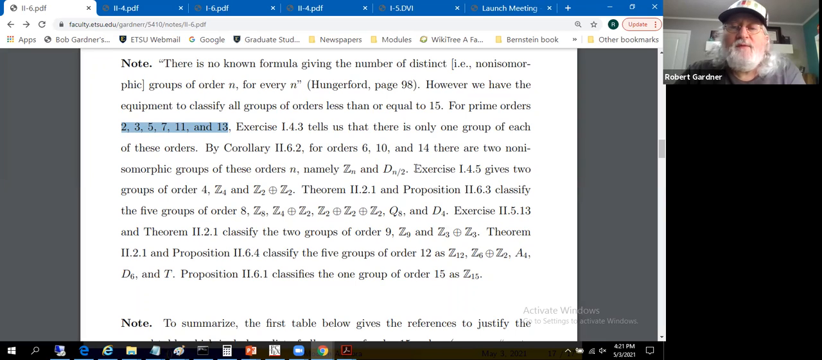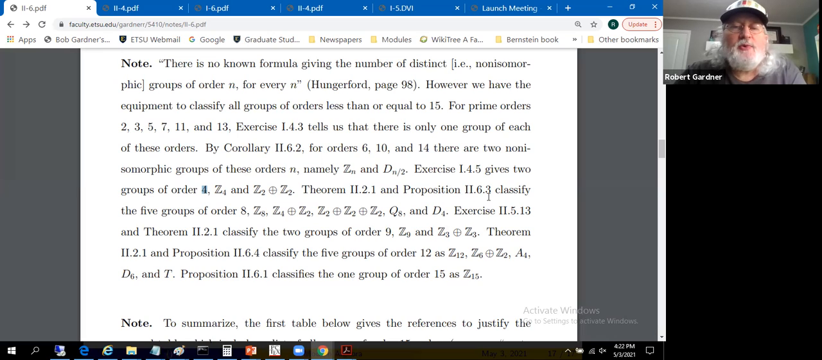Exercise 1.4.5 tells you there's two groups of order 4: the integers mod 4 and then the direct sum of Z2 with Z2. Actually, I might want to view 4 as the square of a prime. More of that very soon. But we can establish this from one of the exercises, say. Theorem 2.2.1 lets us classify finite abelian groups.